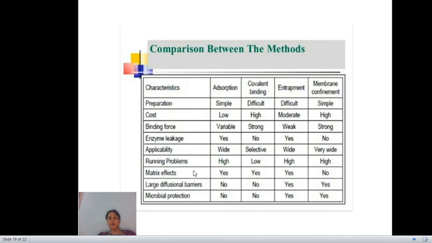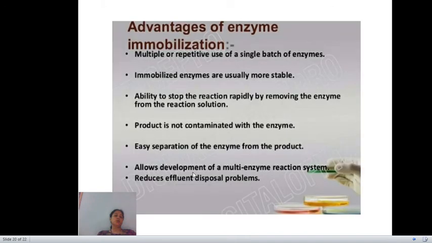So what are the advantages of enzyme immobilization? You can use a single batch of enzyme many times, and immobilized enzymes are more stable. You can very rapidly stop the reaction by removing the enzyme. The product is not contaminated with the enzyme. Enzyme can be very easily separated from the product. You can develop a multi-enzyme reaction system very easily, and it reduces effluent disposal problems.